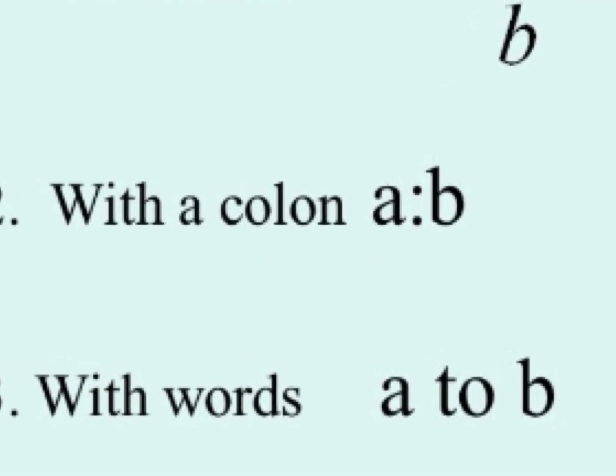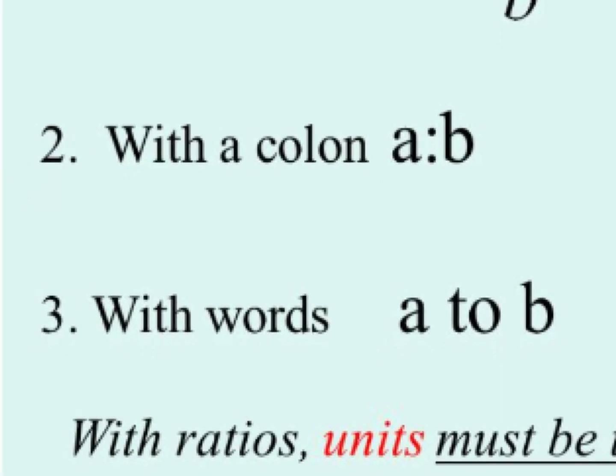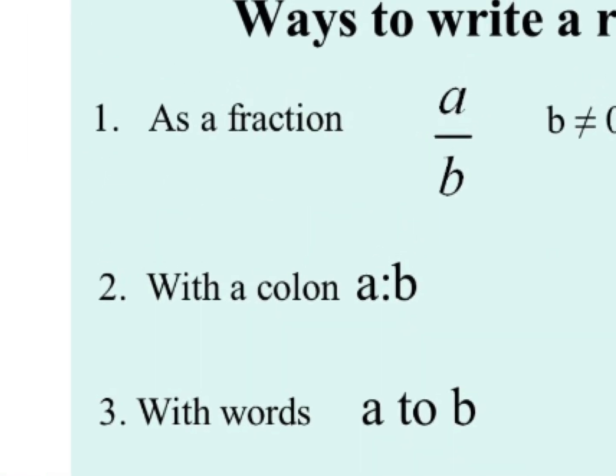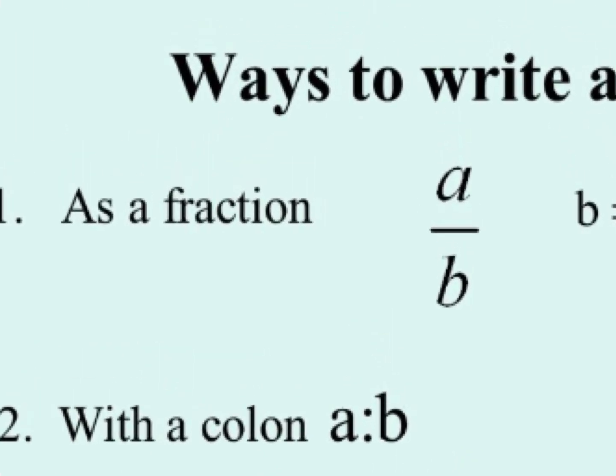Another way is to actually use your words, right? So instead of saying A colon B, like I said, you use the word to. I'm comparing green to orange, so I'd use the word to. The other way to do it is to write it as a fraction. Lots of people don't like to write it as a fraction because it does get kind of confusing, but you might see it that way, okay?